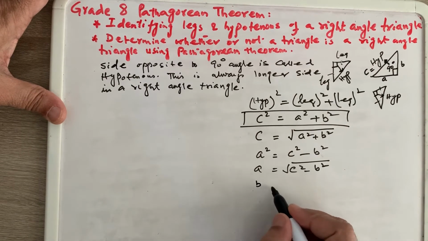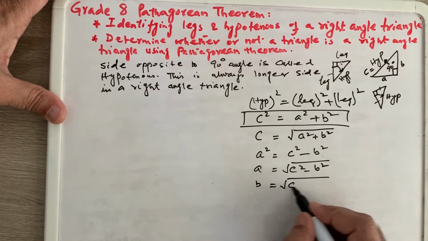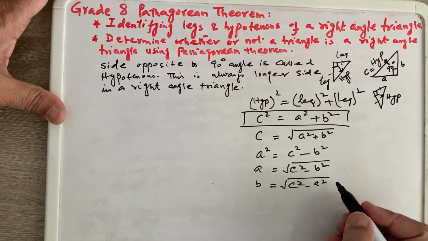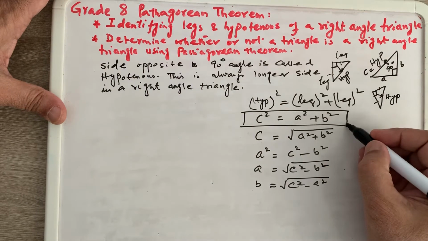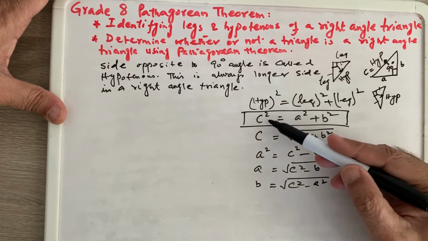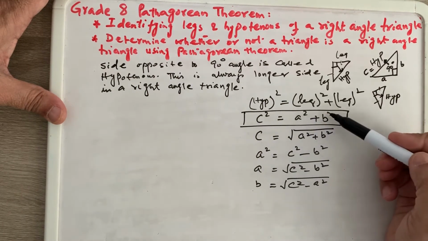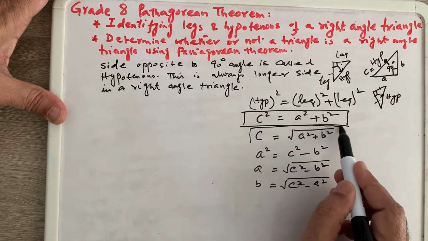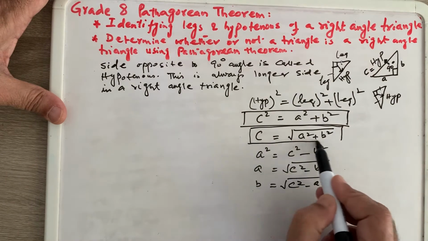Or if I want to calculate b, I can write c square minus a square. So students have to take care of this first thing, which is the Pythagorean theorem, which says c square is equal to a square plus b square. So if we want to calculate c, we have to add the two shorter sides and take the root.